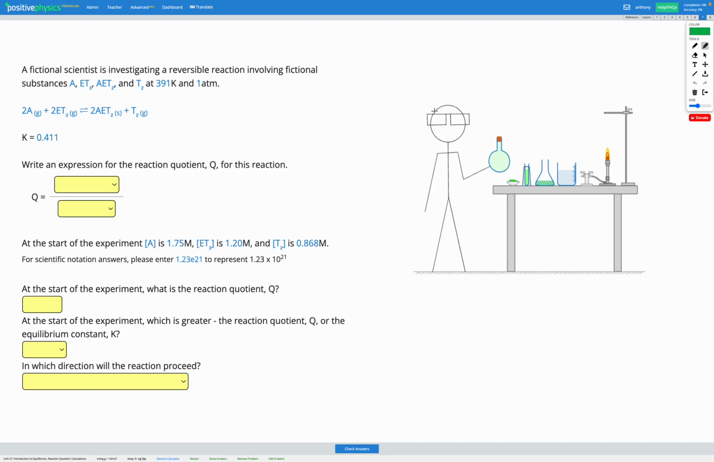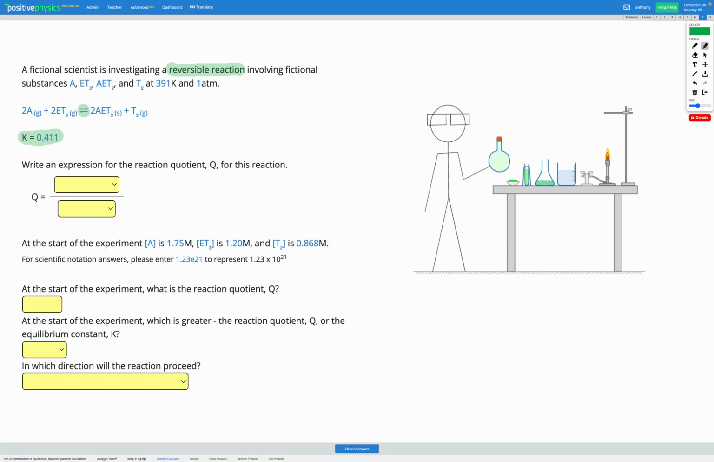In this question, a fictional scientist is investigating a reversible reaction involving fictional substances A, ET3, AET2, and T2 at a temperature of 391 Kelvin and a pressure of 1 atm. We're given the equation, including that reversible arrow showing our reaction can happen forwards and backwards. We're also given K, the equilibrium constant for this equation, is 0.411.